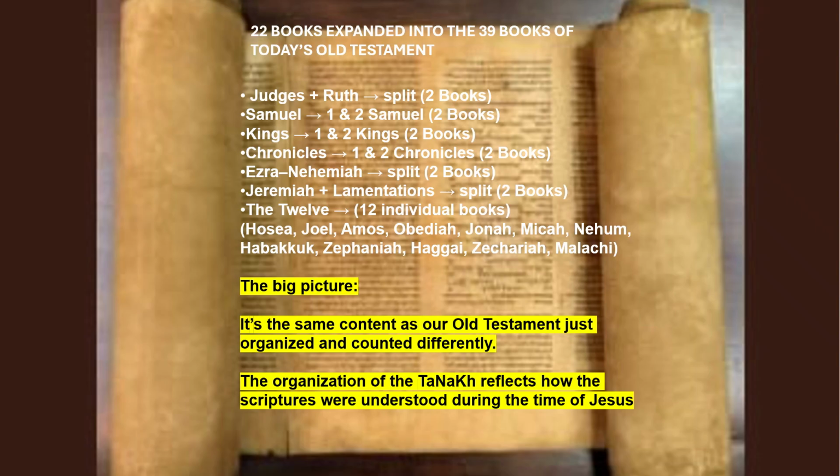In this next slide, I made an illustration to just show you what books are actually split up into the 39 that we have today. So you can see we have Judges and Ruth, which would be split into two books. Samuel split into 1st and 2nd Samuel. Kings is split into 1st and 2nd Kings, as well as Chronicles is split into 1st and 2nd Chronicles. Ezra and Nehemiah was one book split into two. Jeremiah and Lamentations was one book split into two. And the 12 became 12 individual books, which ranged from Hosea to Malachi, and that's what we know today as the Minor Prophets.